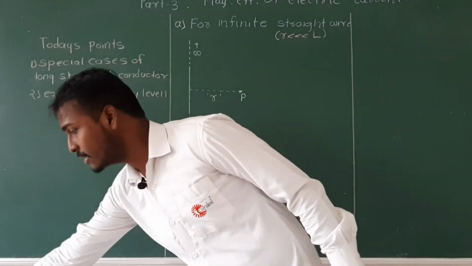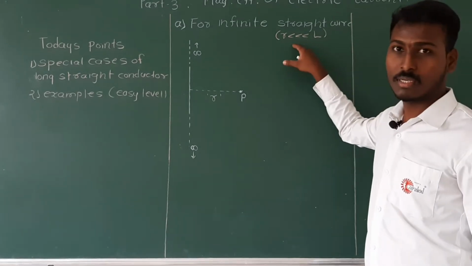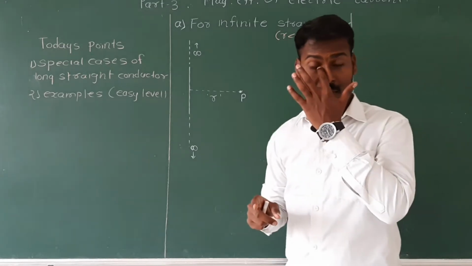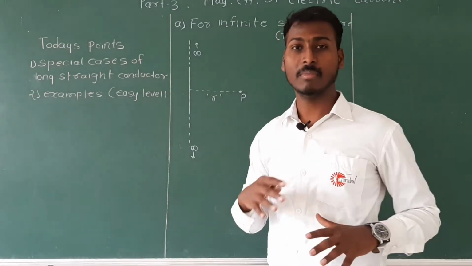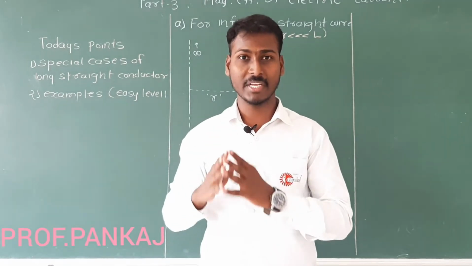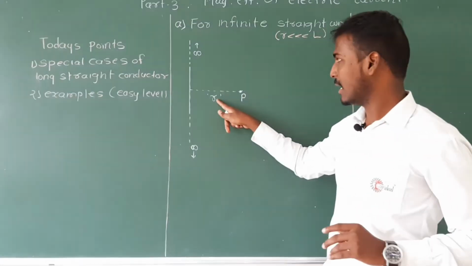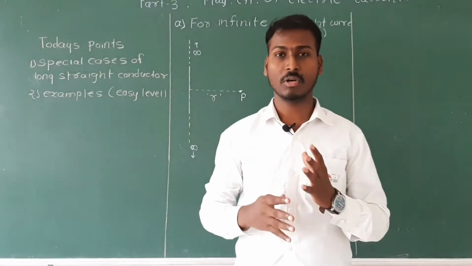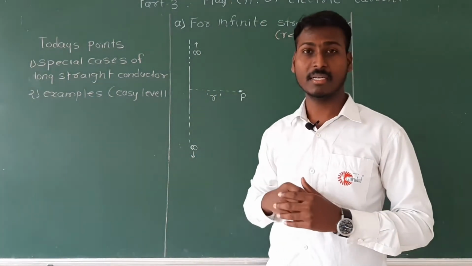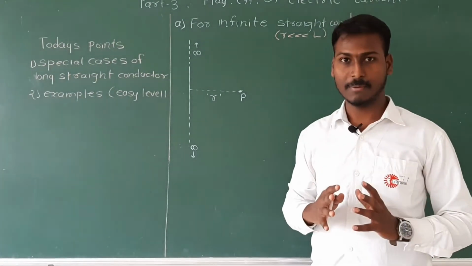You can see here the case of an infinite straight wire, and in books the case is written as R is very much less than L. You know what R means. R is the distance of point P where we are going to find the magnetic field due to that long straight current carrying conductor. And L is the length of that conductor. Here the length of the conductor is going to infinity. That's why R is very much less than L.